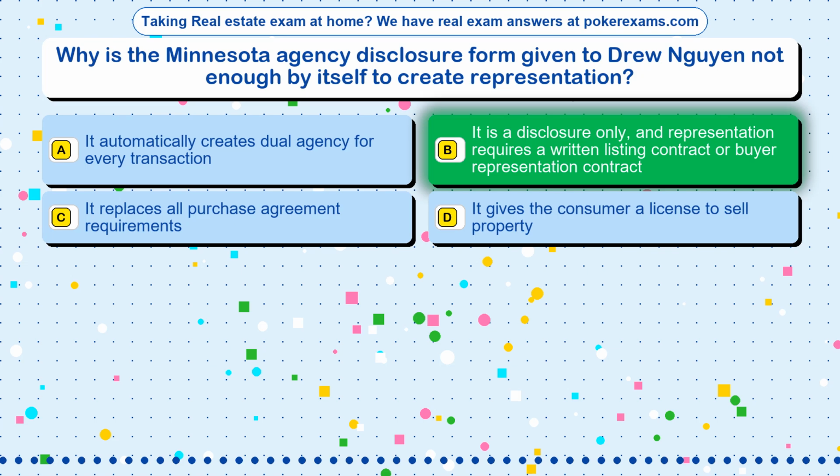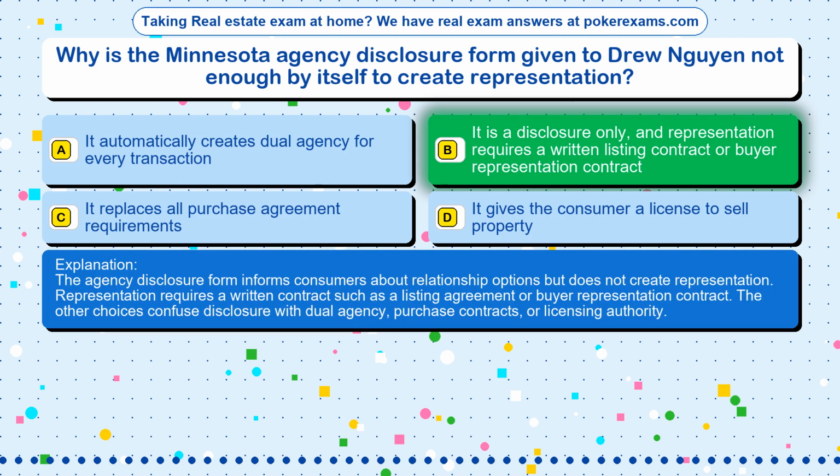The correct answer is option B, it is a disclosure only, and representation requires a written listing contract or buyer representation contract. The agency disclosure form informs consumers about relationship options but does not create representation. Representation requires a written contract such as a listing agreement or buyer representation contract. The other choices confuse disclosure with dual agency, purchase contracts, or licensing authority.